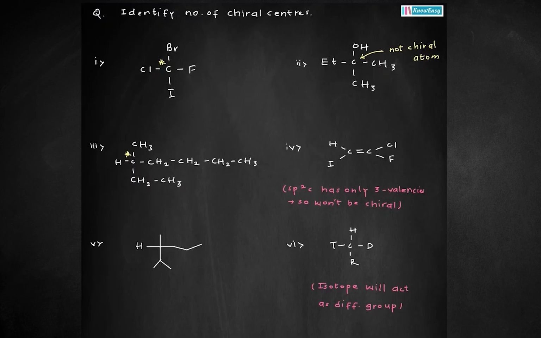And if you have studied optical isomerism, you know that if the compound contains only one chiral atom, it must be optically active 100%.